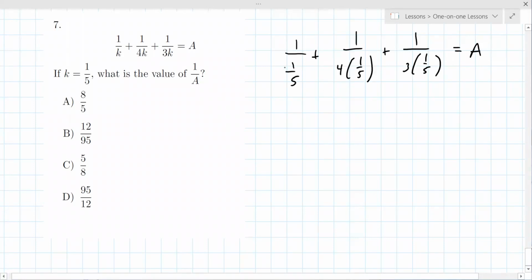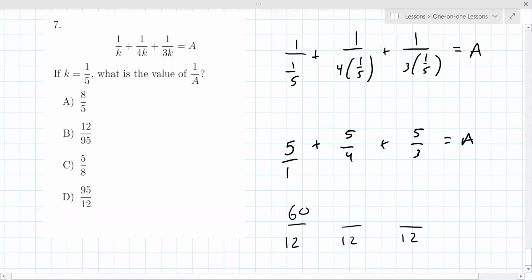Whenever you have a fraction on the bottom, you flip it. The fraction on the bottom here is 4/5, so this becomes 5/4. The fraction on the bottom here is 3/5, so it becomes 5/3 equals a. All right, and then I would recommend making a common denominator, which would be 12. So 60, multiplying by 3, that's 15. Multiplying by 4, that's 20. And I wouldn't even add these up. I would just say, oh, it's got to be that one.